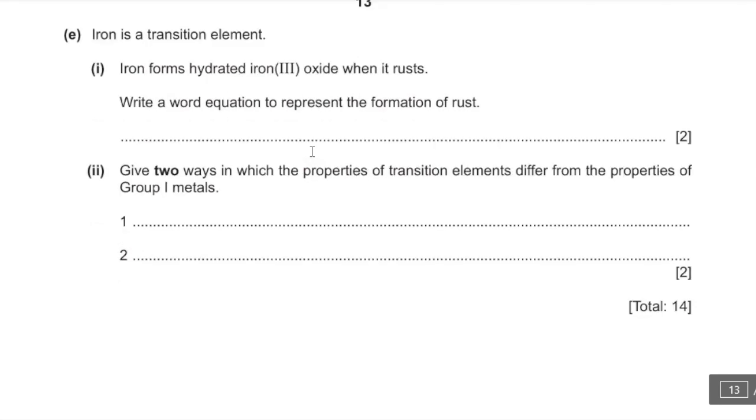Iron is a transition element. Iron forms hydrated iron oxide when it rusts. Write a word equation to represent the formation of rust. Alright, so you're supposed to be writing all of the reactants and the products. First off, we have iron, which reacts with water and oxygen to give the product as iron oxide.